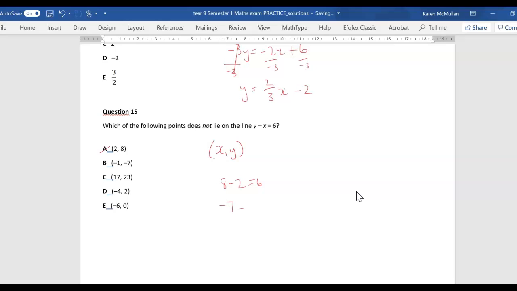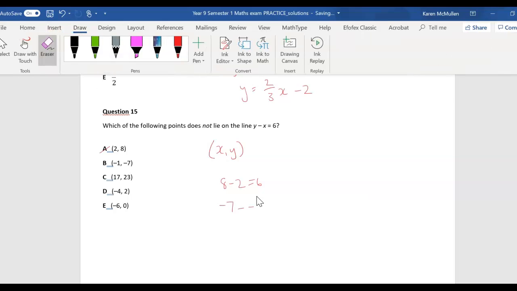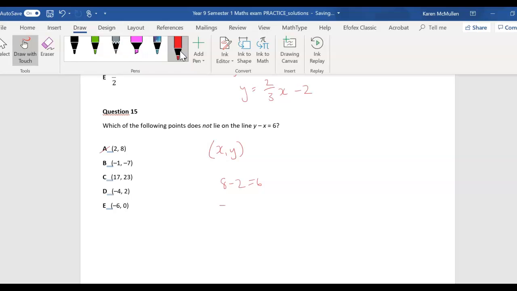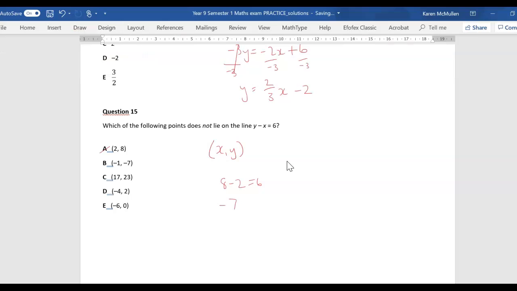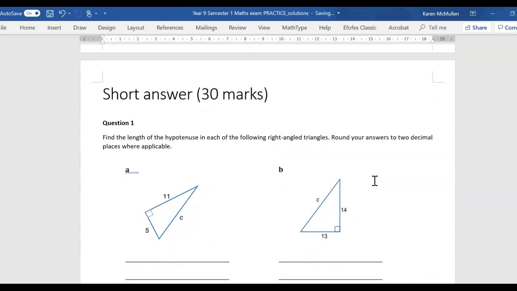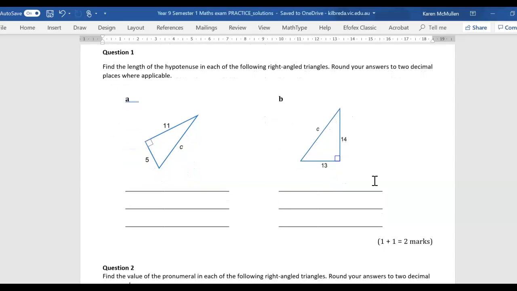And then we've got -1 minus negative, whoop. Say one thing and write another. Just bear with me while I erase it. Sorry, it was supposed to be -7 minus -1 equals -7 plus 1, which is -6. So it has to be B. Let's check the rest in our head. 23 minus 17 is 6, 2 minus -4, so 2 plus 4 is 6, and 0 plus 6. Yep, good. So it's option B, which is nice because we didn't have to check them all until we got to the correct answer.